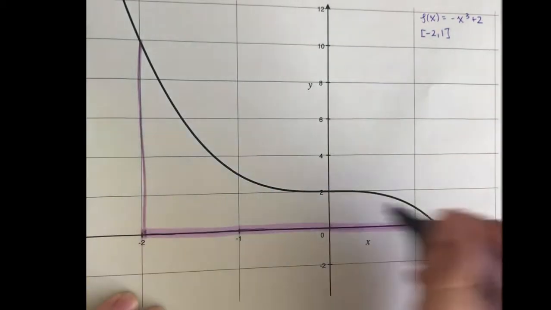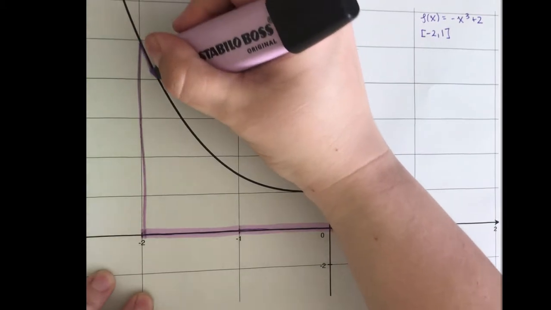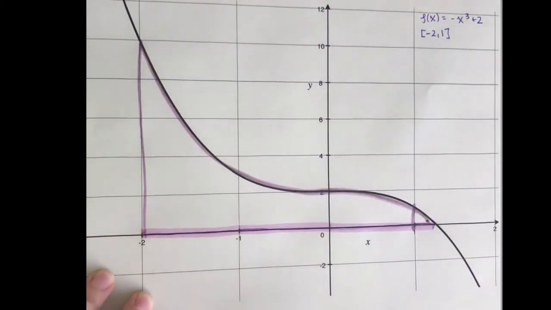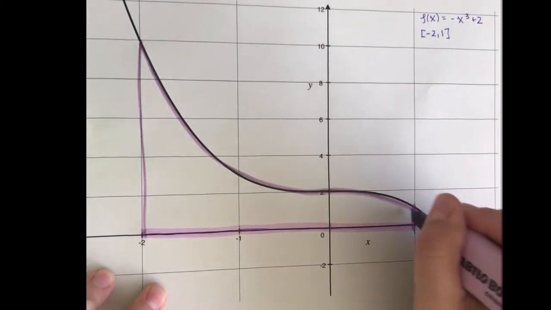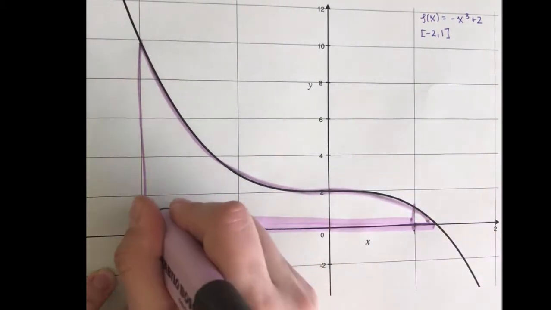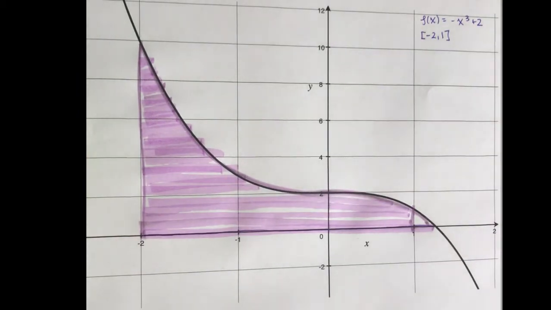Notice how I stop when I'm up to the function because that's my last boundary. So I'm looking at everything shaded between -2 and 1. I'm going to stop there at 1, and the x-axis. So that is the area of the region that I'm looking for.